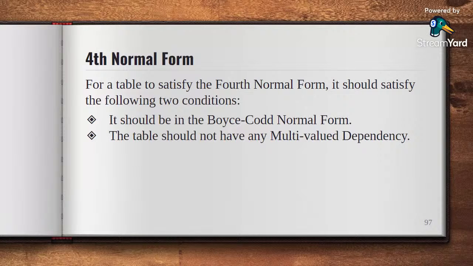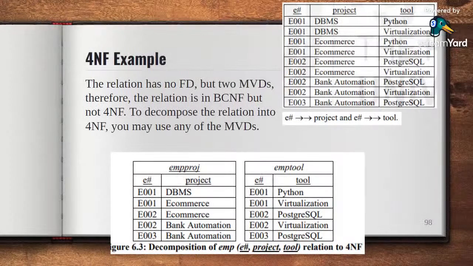For a table to satisfy the fourth normal form, it should satisfy the following two conditions. It should be in Boyce-Codd normal form, and the table should not have any multivalued dependency. This relation has no functional dependencies but two multivalued dependencies: project and tool are both dependent on employee number. Employee number multi-determines project. The relation is in BCNF but not 4NF.